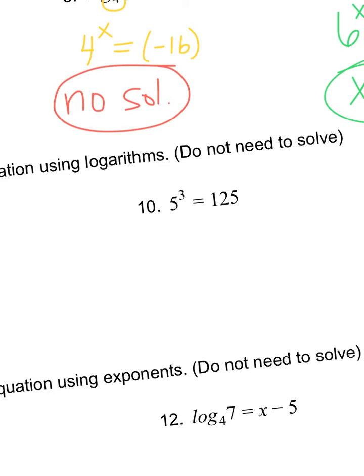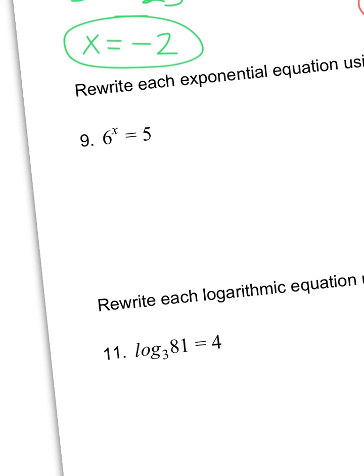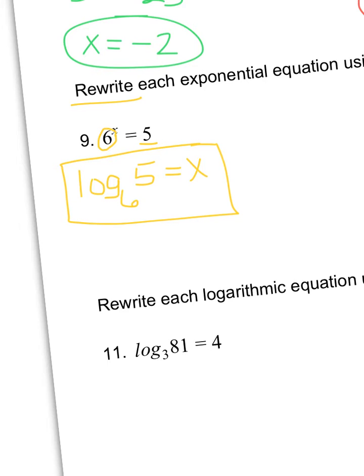Number 10. Actually, psych. Number 9 again. My bad. Didn't catch that when I made this review sheet. So this time it says rewrite each exponential equation using logarithms. So if we circle the base like we have been doing, this time the base is 6. So we could write this as log base 6 of the other side, 5, is equal to the exponent on the 6, x. And that's all we have to do here, just re-express it using logarithms. So it goes pretty quick once you get the hang of that.